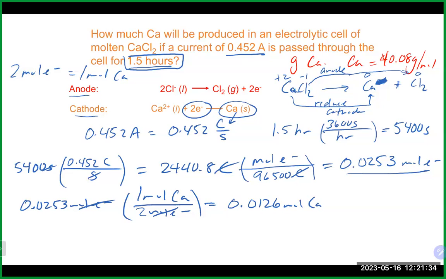I used the whole number. I didn't use the rounded number, so you might have gotten 0.0127 if you rounded it at the end there. At this point, though, we don't really want moles, but we do want grams.